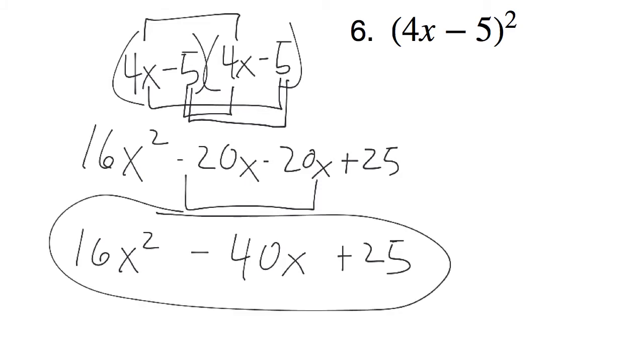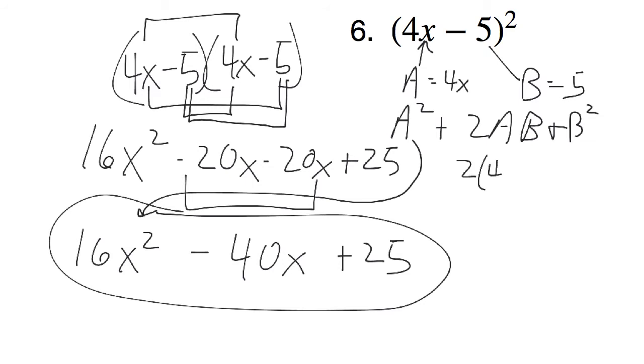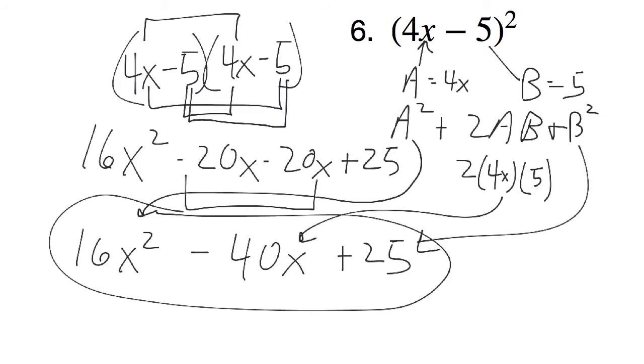A faster way to do this would just be to say that, look, A is 4x, B is 5, so the answer is going to be a squared plus 2ab plus b squared. I'm getting that from the formula that I showed you on the other side of the page. So a squared is going to be 16x squared. 2ab is going to be 2 times 4x times 5, which is negative 40x. B squared is 5 squared, which is 25.